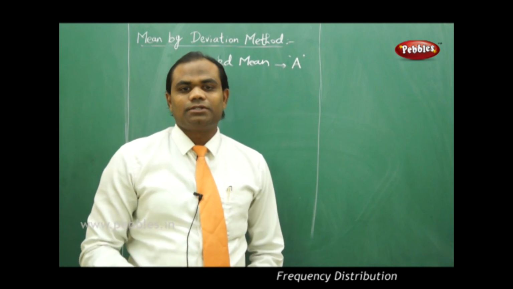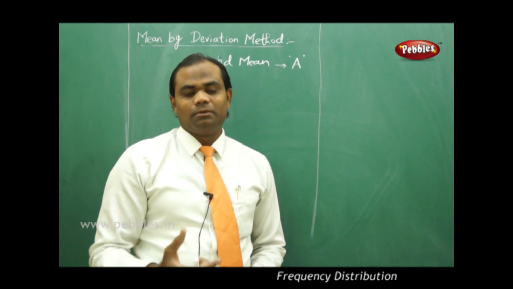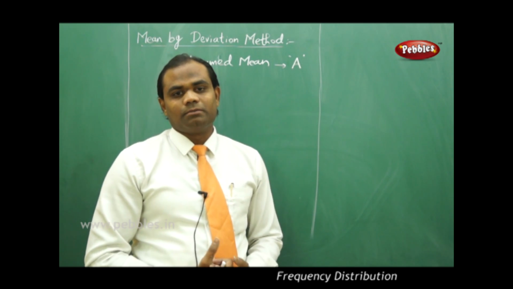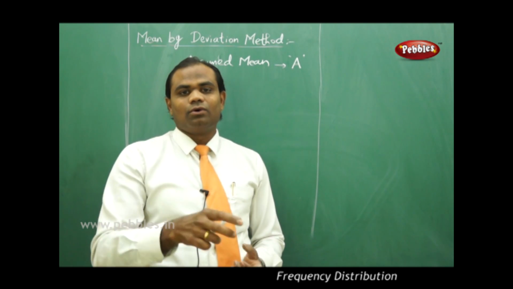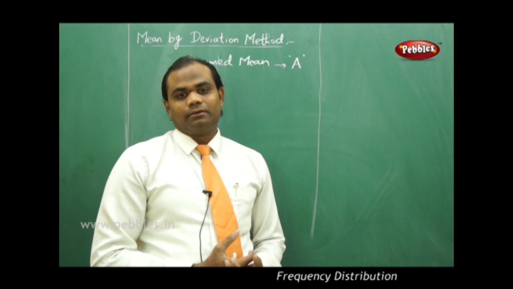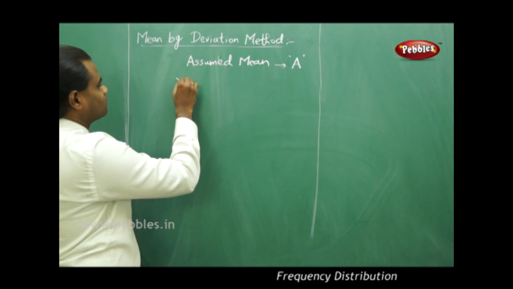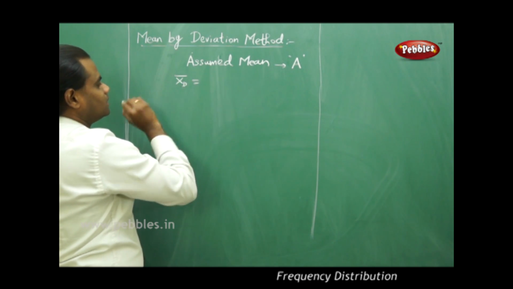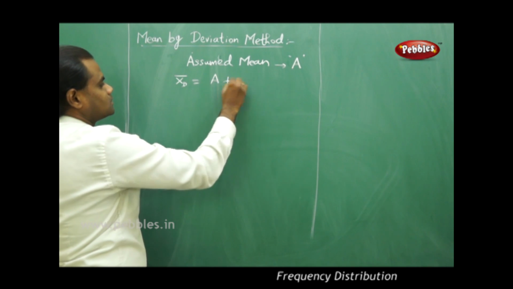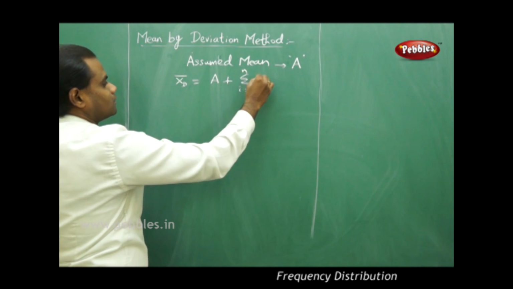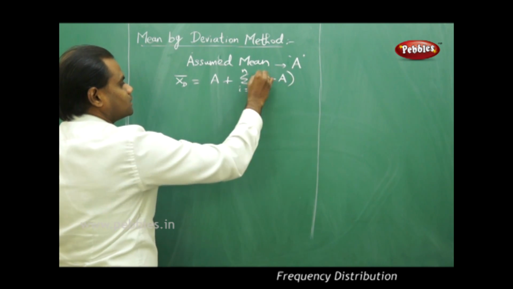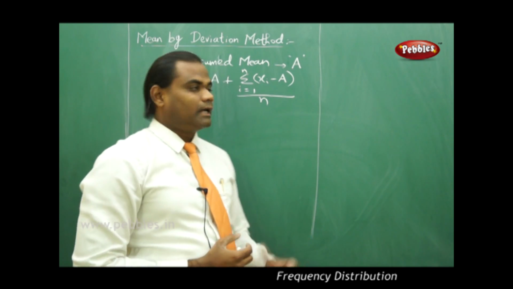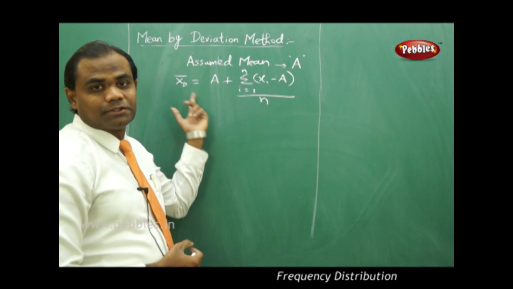Assumed mean is the mean which the student assumes, or the observer observes, for the given data. Assumed mean is very important because in the deviation method, assumed mean is the core in finding the value of mean. So the formula for mean in the assumed mean by deviation method would be A plus sigma I equal to 1 to n, xi minus A, by n. So this is how the assumed mean helps us in finding the mean by deviation method.